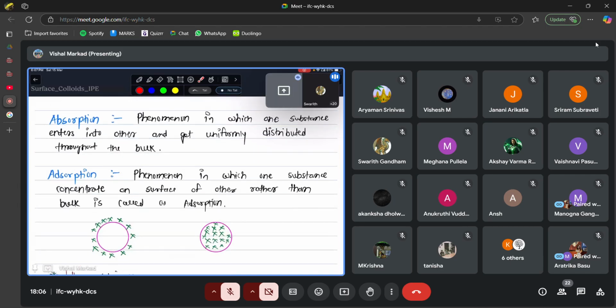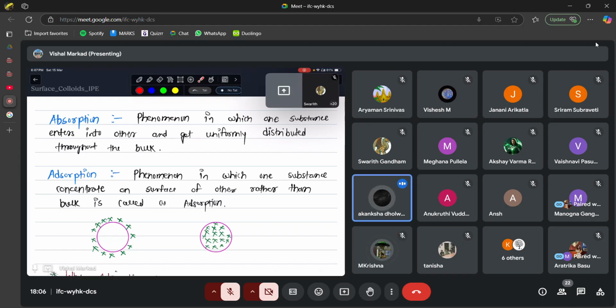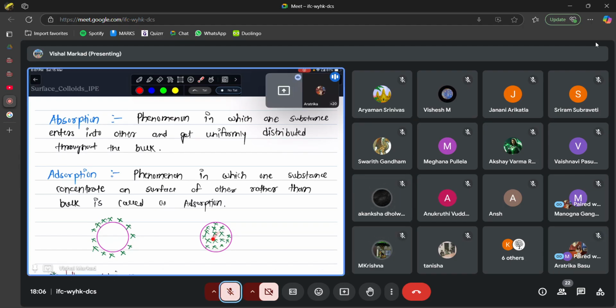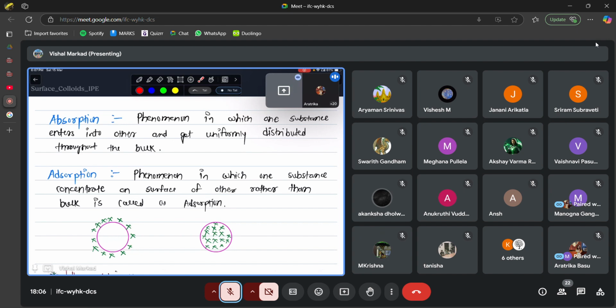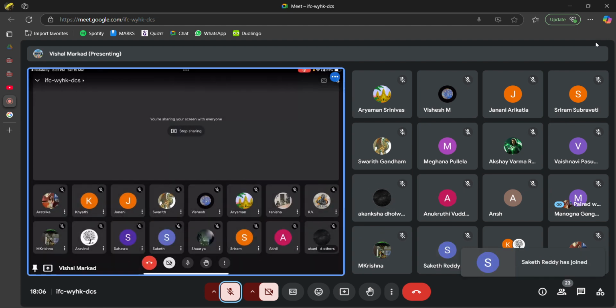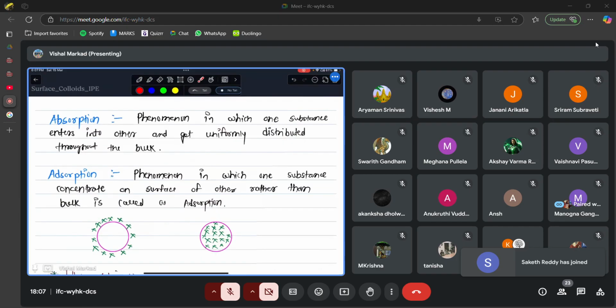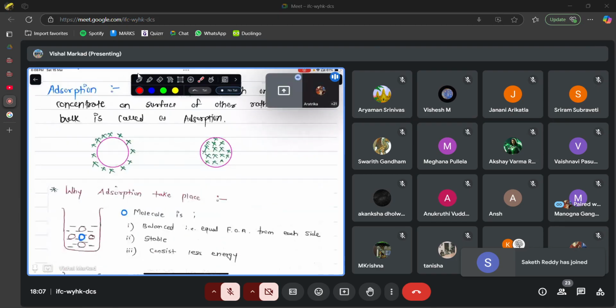Now here we have two diagrams. Can you tell me which one is absorption? The second one is absorption, and the first one is adsorption. Understand the basic difference between absorption and adsorption? Now second thing, why does adsorption take place?